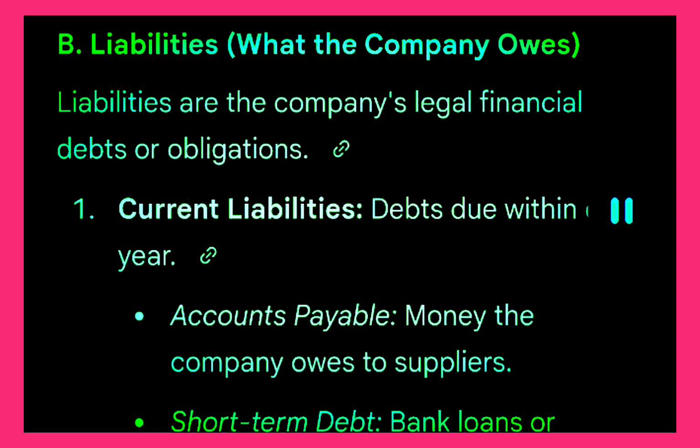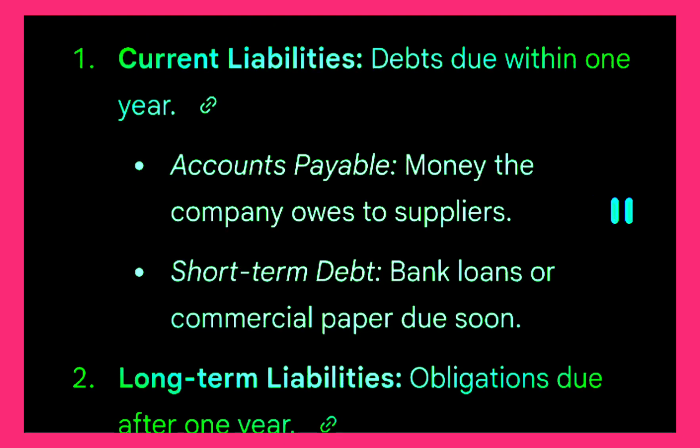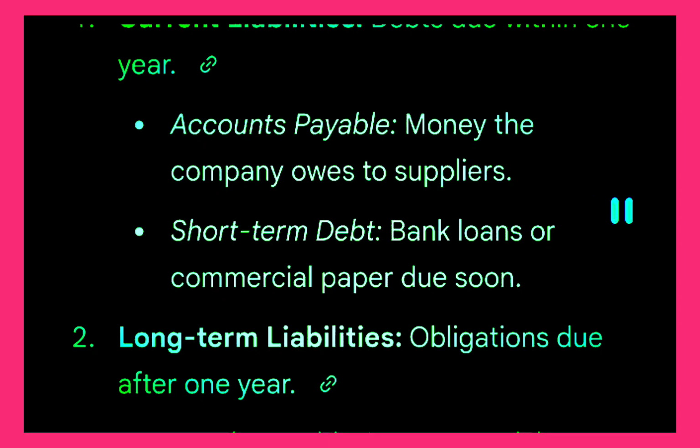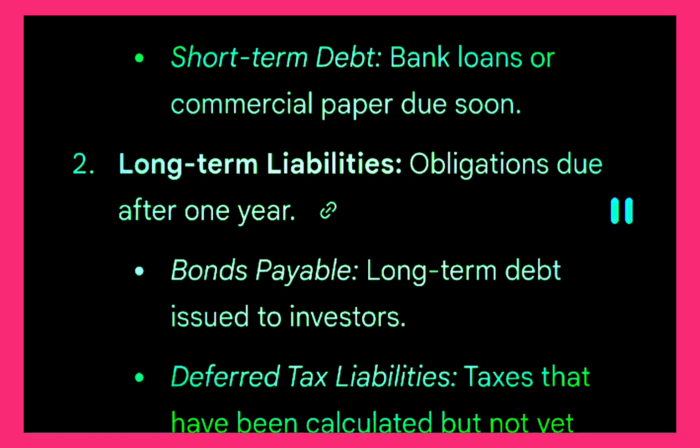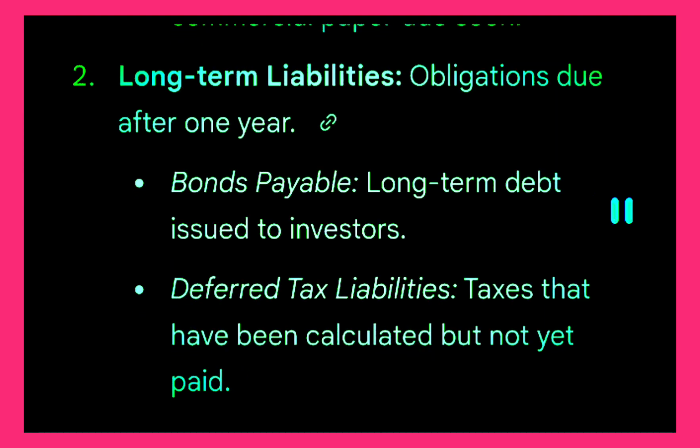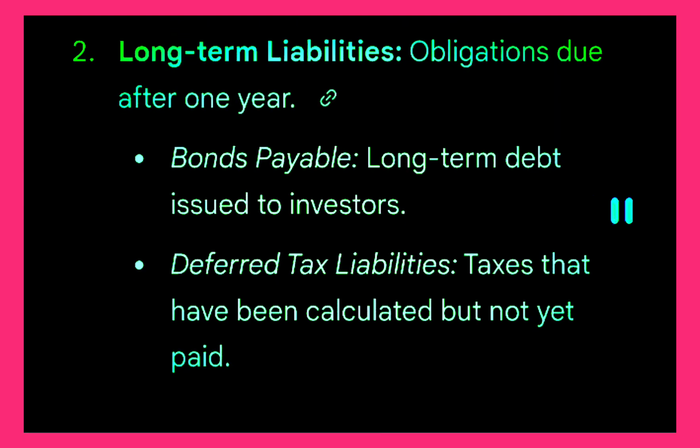Current liabilities, debts due within 1 year. Accounts payable, money the company owes to suppliers. Short-term debt, bank loans or commercial paper due soon. Long-term liabilities, obligations due after 1 year. Bonds payable, long-term debt issued to investors. Deferred tax liabilities, taxes that have been calculated but not yet paid.